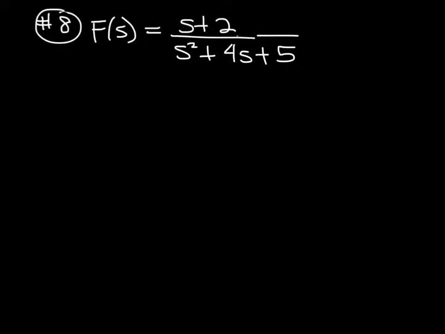And again, if you turn to page 290 and you look at the table, the first column has our f of t's, and the second column you have your capital F of s's. And we want it in that form, some numerator over a denominator, with a translation of maybe s minus a quantity squared or cubed, maybe plus another square.